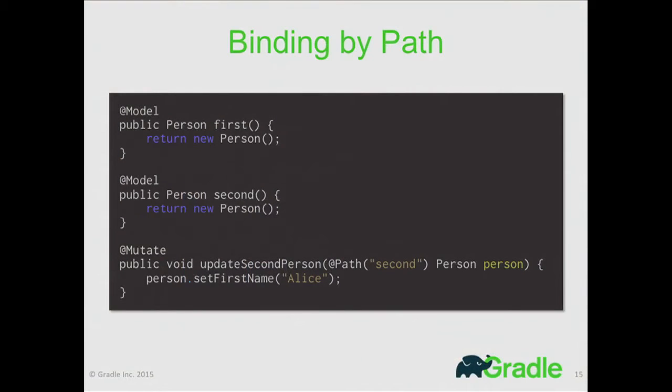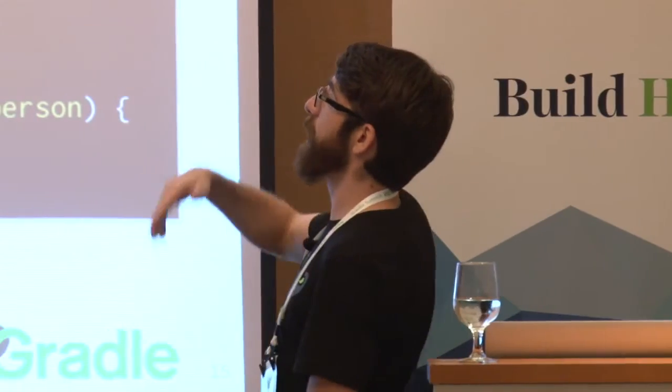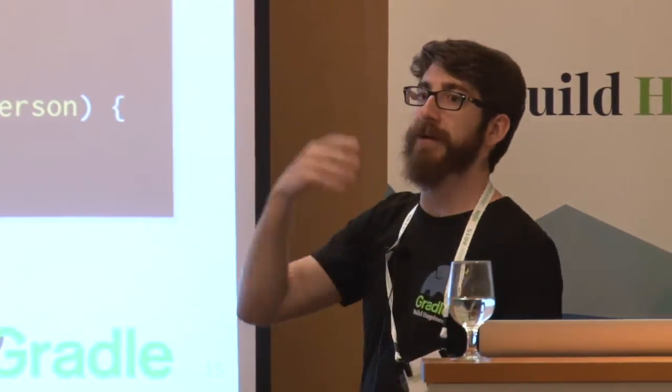Okay, so optionally, I can bind any of my inputs or inputs and subject by path, right? In this case, we have a number of rules here. We have 2 creation rules. One is creating a person called first. And again, the model element is called first because that's the name of the creation rule method, by default. So I'm adding to the model a person and its name is first. And I'm adding a person and the name of that model element is second.